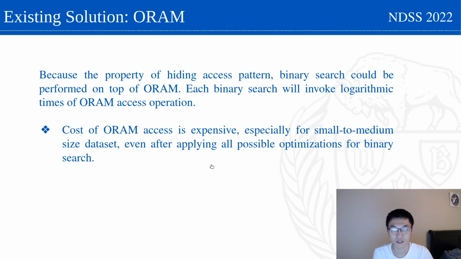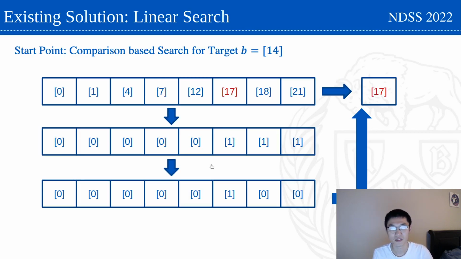The ORAM-based binary search is still costly, at least for small to medium datasets, even after applying some known optimizations designed for the binary search problem. So another existing solution is linear scan, which is also our starting point.